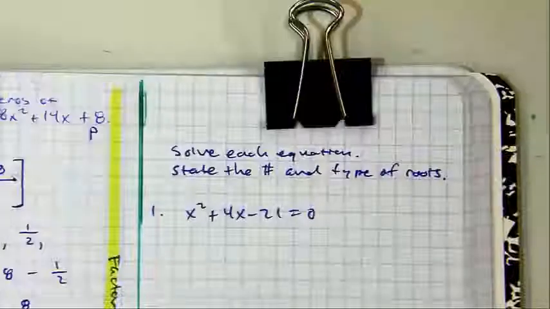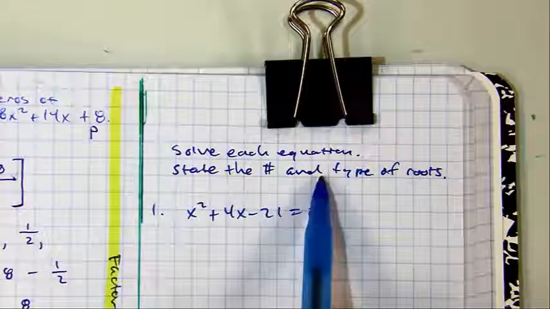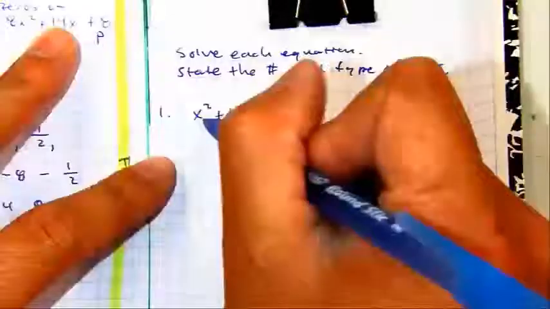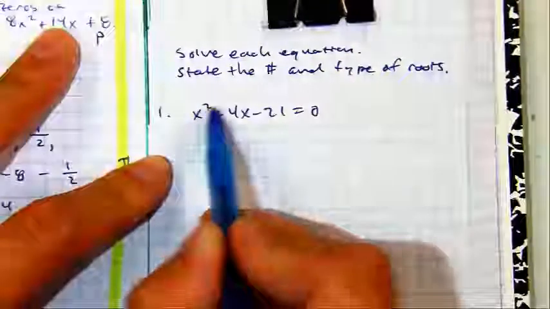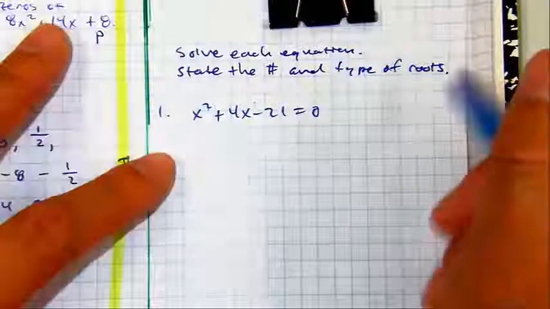Alright, we're supposed to solve each equation, get x equals to a number, state the number and type of roots. Class, what's half of 2? 1. So now I can use what? How can I solve it? Factoring.